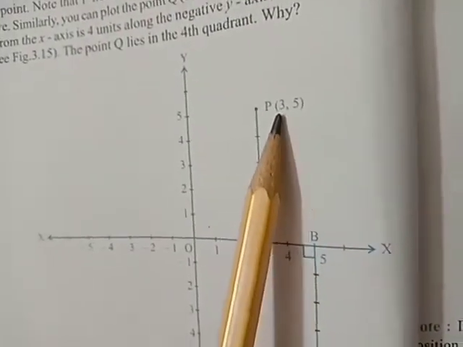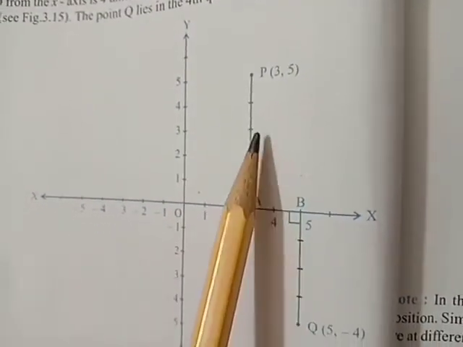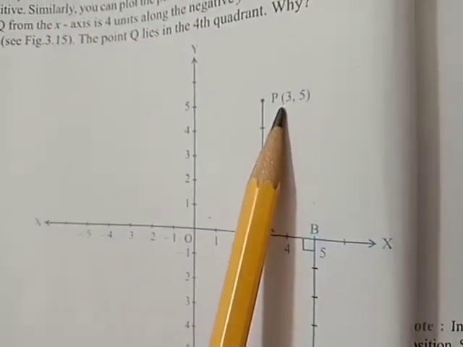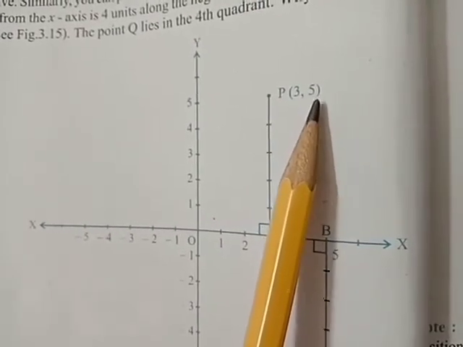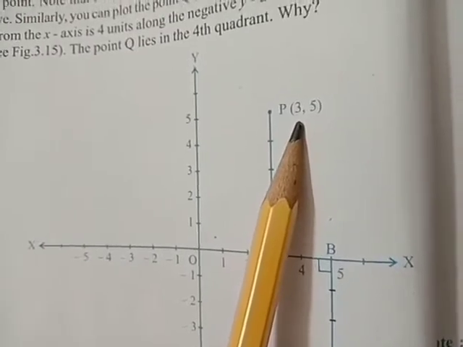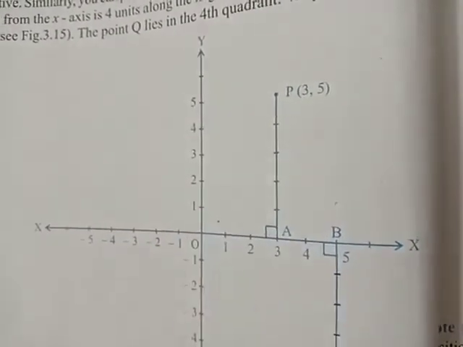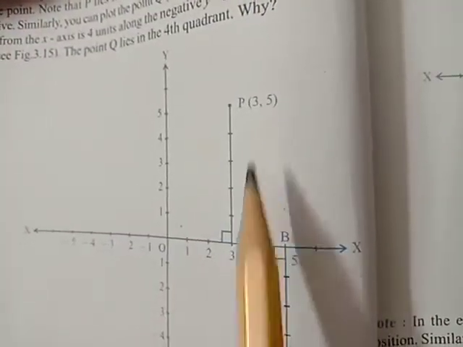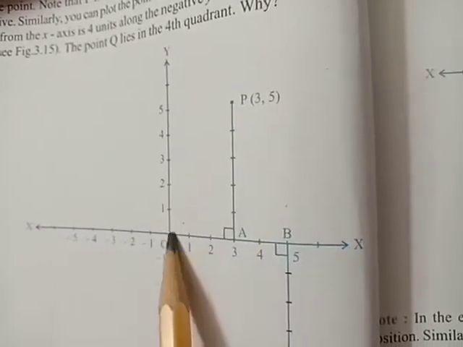Now let's try to plot this (3, 5) on the Cartesian plane. First one is the x coordinate, second one is the y coordinate. So now how will you plot this x coordinate? It has to be measured from the y-axis. This is Y dash. So you have to measure from here. How much is it? 3 units.